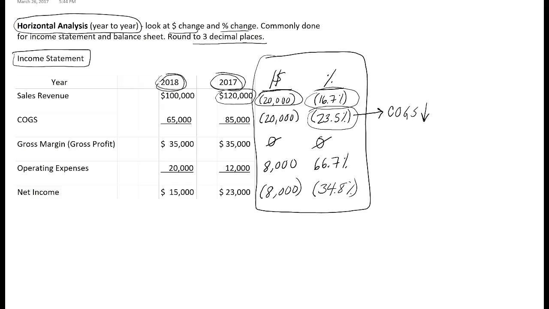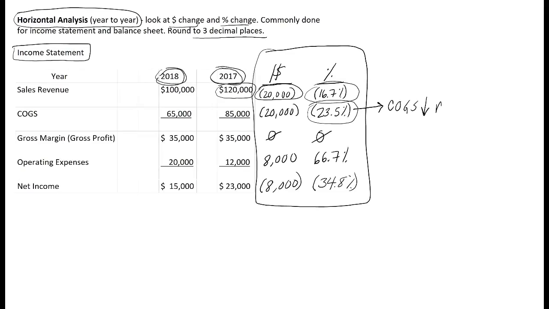So cost of goods sold is an expense. It's dropped, cost of goods sold has dropped by more than the drop in our sales revenue, which means we're better at controlling our inventory costs. So an expense has dropped by more than our sales has dropped. So that's actually a good sign. Our cost of goods sold has dropped by more, so we're better at controlling our inventory cost from year to year.